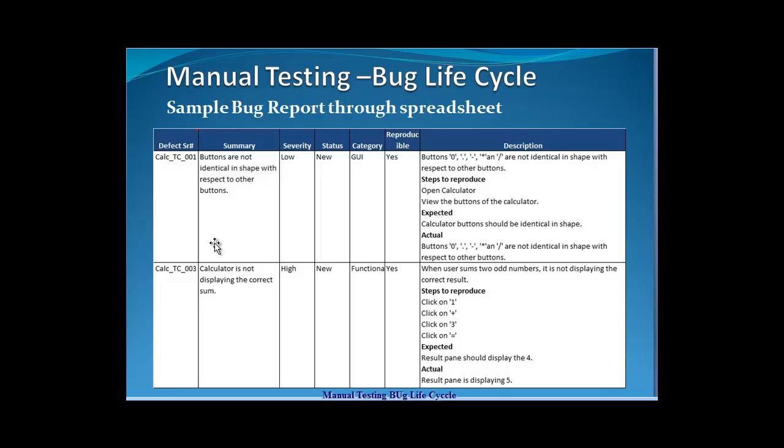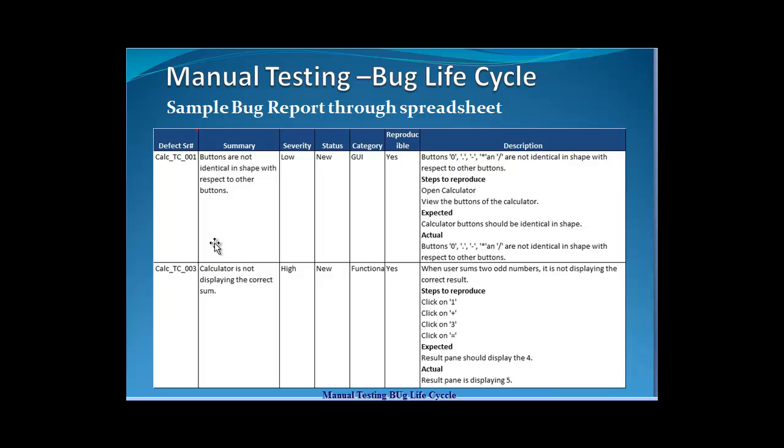Here we are seeing a sample bug report in a spreadsheet. Under defect serial number, you can see this is the unique identifier, the defect ID. Under summary, I have mentioned that buttons are not identical in shape with respect to other buttons. Summary tells that in our application, all buttons are not in identical shape.